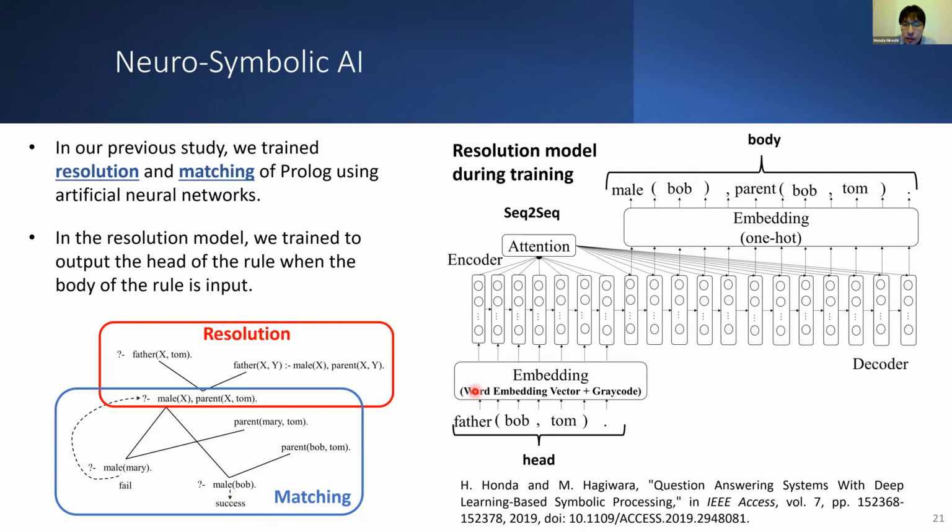This is an example of the resolution model during training. When the body of the rule is input into the resolution model, we train the resolution model to output the head of the rule. For example, if this head, Bob is Tom's father, is input into this model, it will be trained to output Bob is a male and Bob is Tom's father.